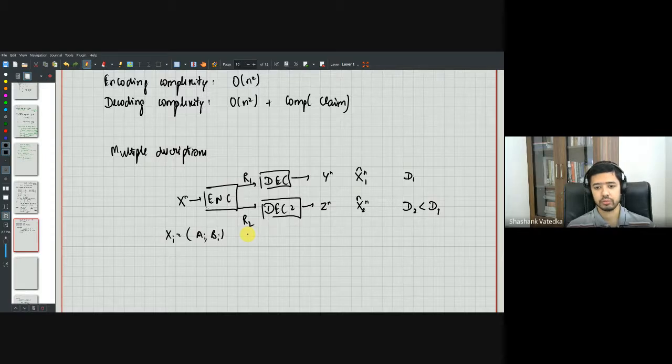So this is one version of the problem, and at least in certain cases this problem is completely solved. But more generally, if you say that these distortions are arbitrary, and you have arbitrary joint distributions, it's not completely well understood.